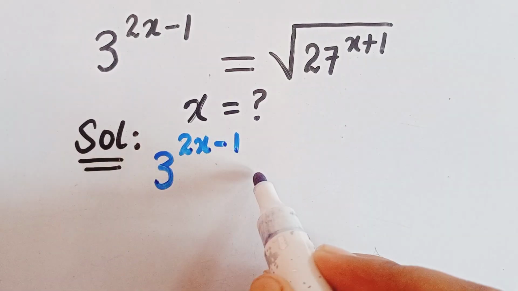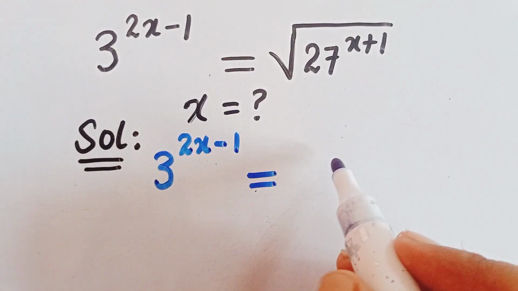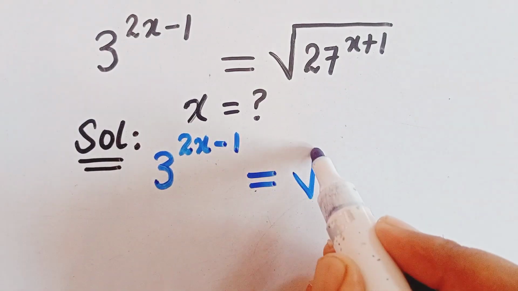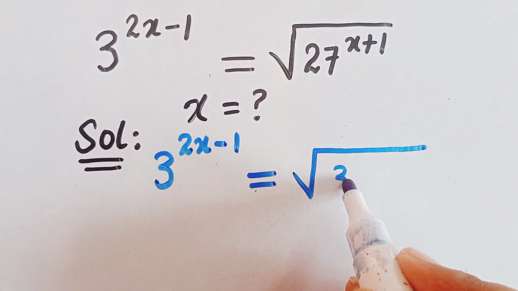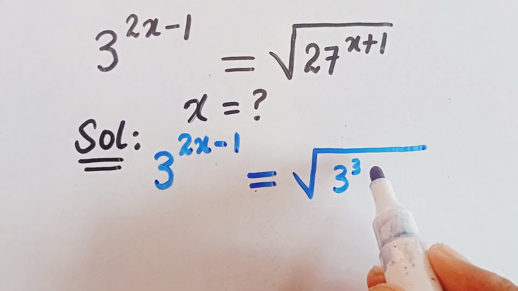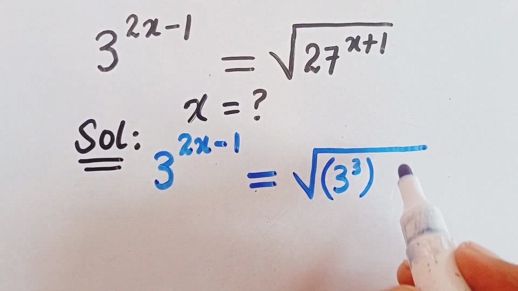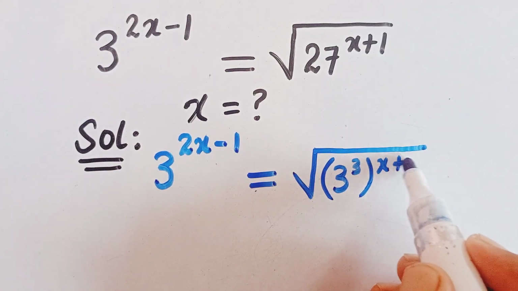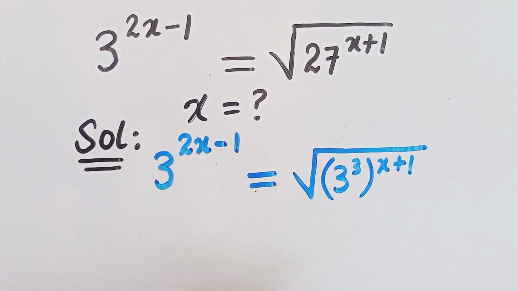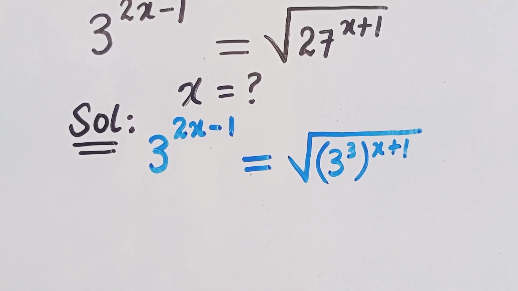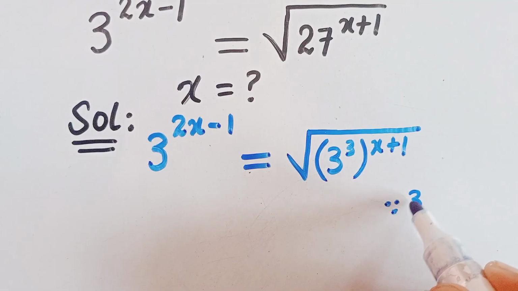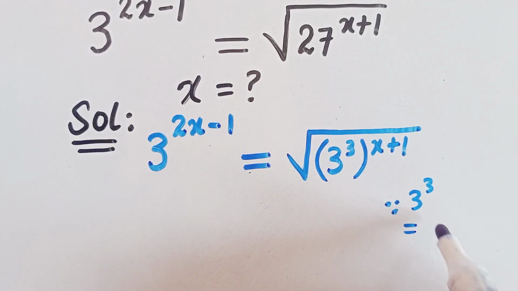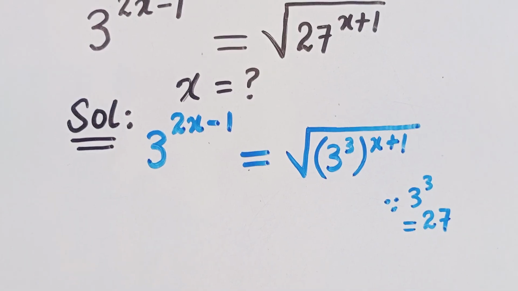Let's start the solution. Writing the left hand side as it is, on the right hand side we can write 3 cube instead of 27, because if we multiply 3 three times we will get 27, raised to the power x plus 1. Now further simplifying this expression, we have replaced 27 by 3 cube. 3 multiplies 3, 9 multiplies 3 will become 27.